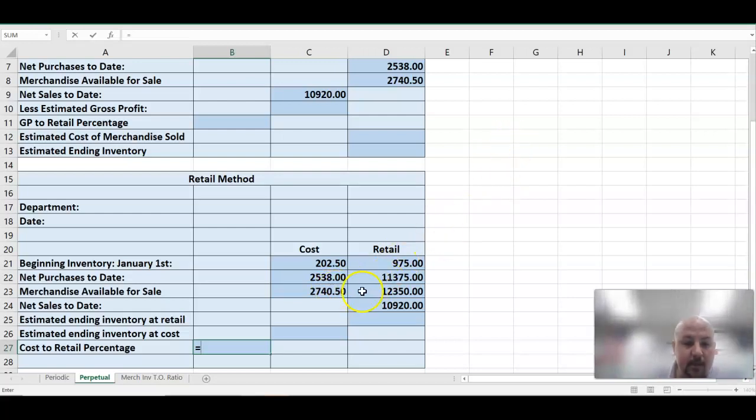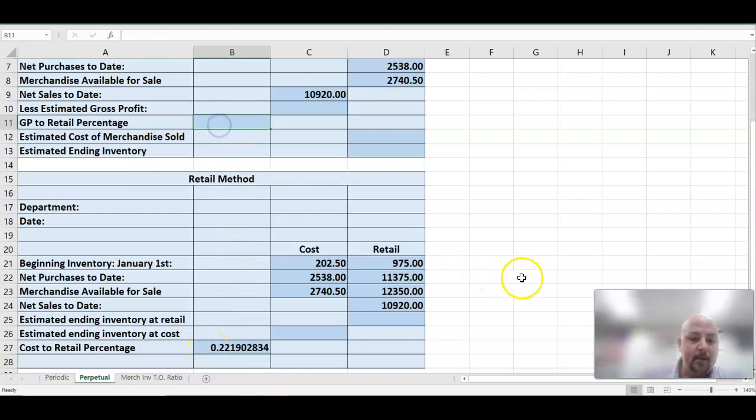Okay, so we'll take 2,740.50, divide that by 12,350. I got 0.2219, a bunch of decimal points. We can round this to 22.2. We could round this to 22.19, or we could keep this number as is. The more decimal places we have, the more accurate our number is going to be. The more we round, the less pinpoint accurate number we're going to have, but at some point we got to cap it off. But let's leave that number as is for right now, 0.221902834.